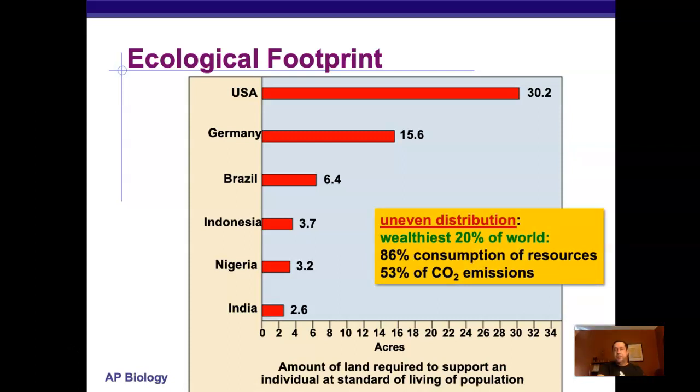So 86% of consumption of resources and 53% of all the CO2 emissions come from the 20% of the wealthiest countries in the world.